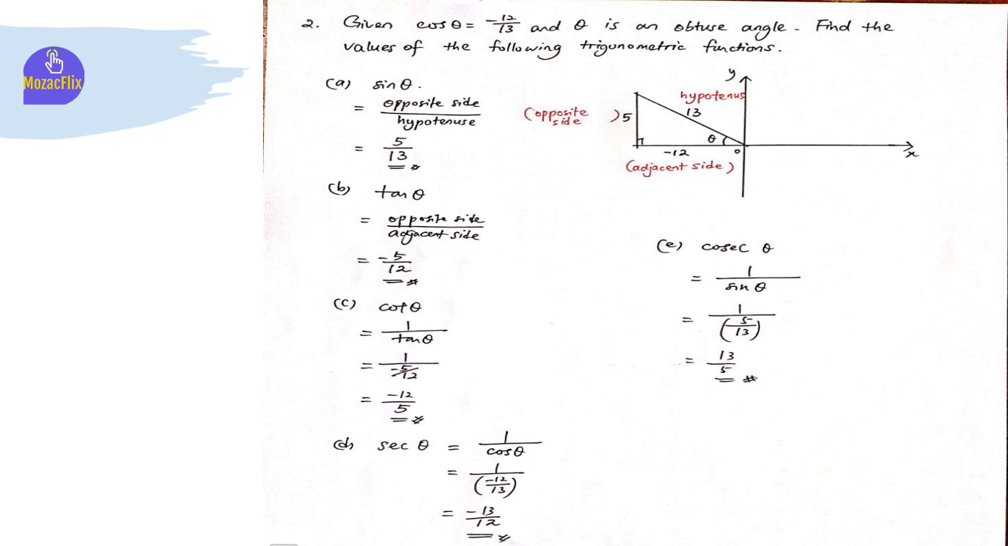Now look at part D, secant theta. The formula is secant theta equals 1 over cos theta. So 1 over cos theta equals negative 12 over 13, and you will get negative 13 over 12. For part E, cosecant theta equals 1 over sin theta. So 1 over sin theta is 1 divided by 5 over 13, and you will get the value 13 over 5.